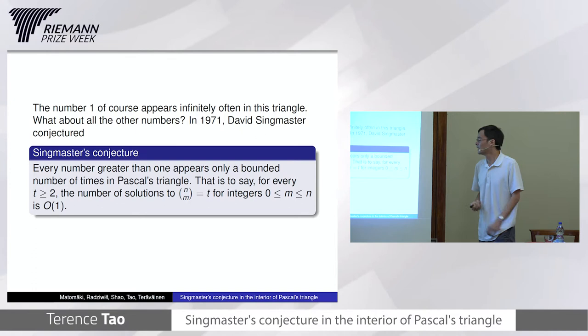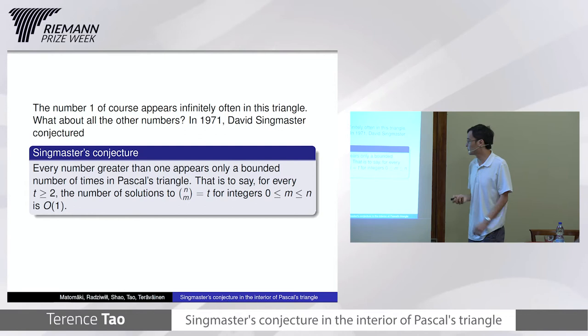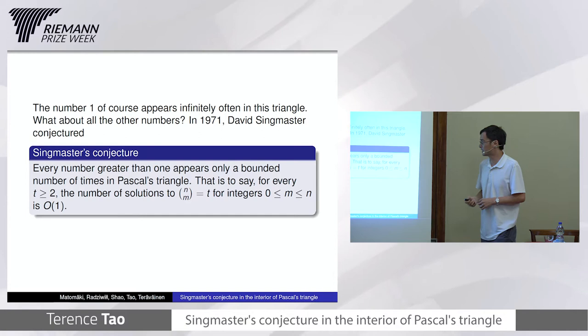What he conjectured is that apart from the number 1, which appears infinitely often, all the other natural numbers only appear a bounded number of times in Pascal's triangle. So there is some upper bound, maybe 10 or 20, and for any number t, the number of times t appears in the triangle is bounded by a universal bound. There is no number that appears, say, 1 million times in the triangle, other than the number 1, which appears infinitely often. So this is the conjecture.